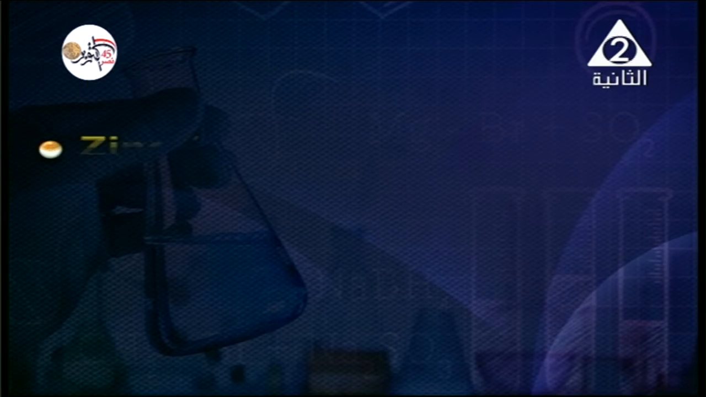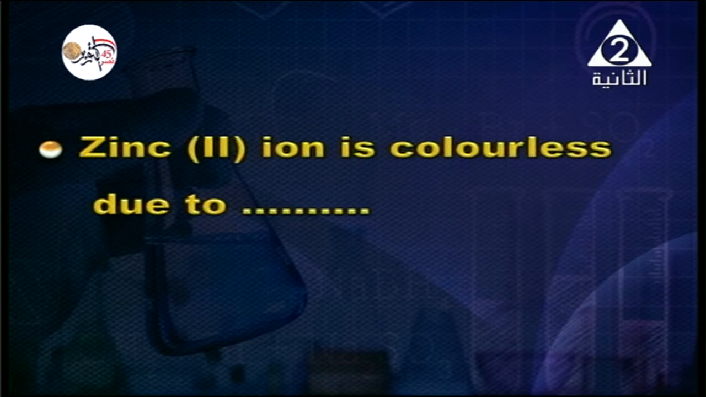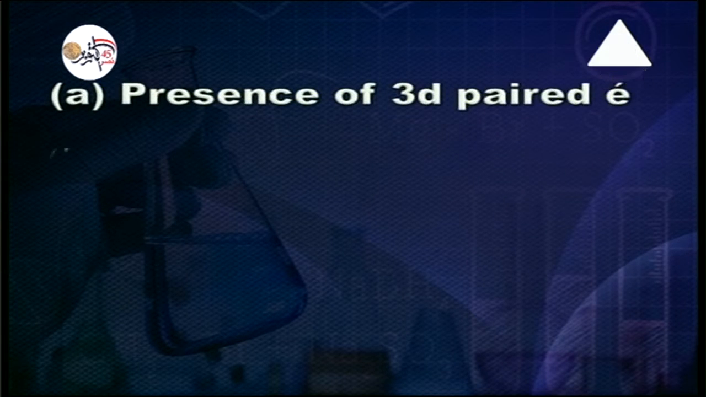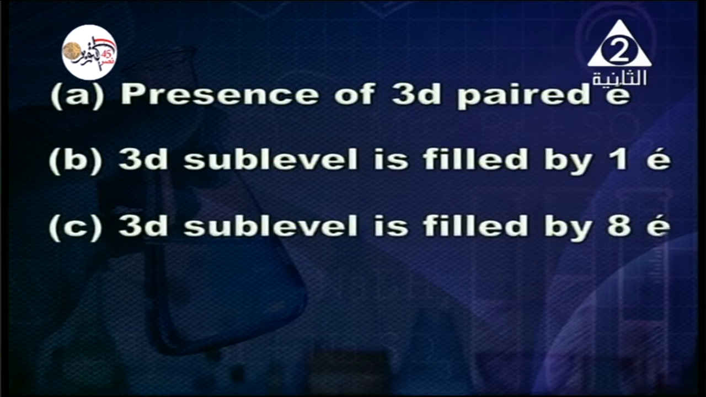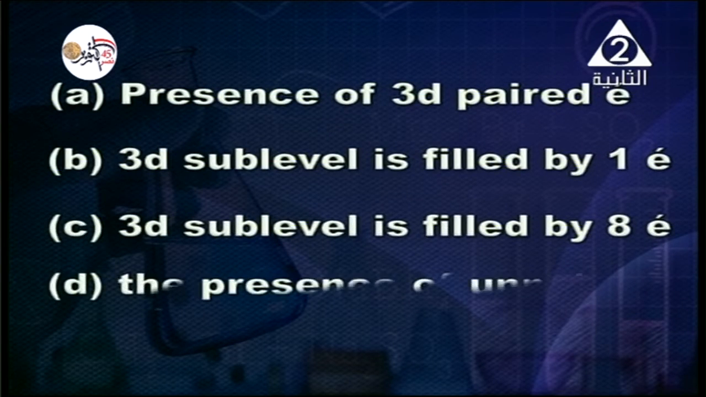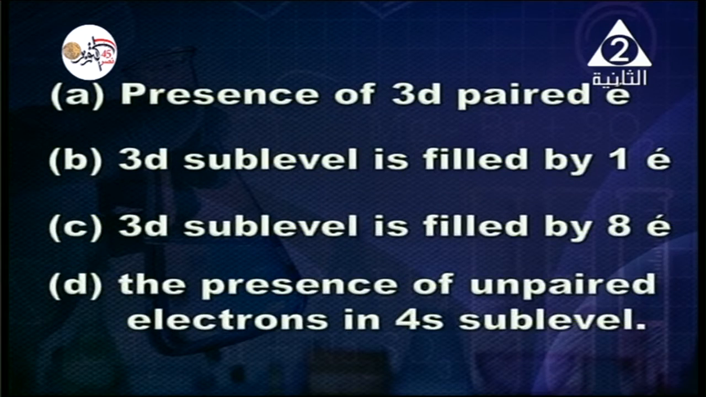Next point. Zinc 2 ion is colorless due to what? Presence of 3d paired electrons, 3d sublevel is filled by 1 electron, 3d sublevel is filled by 8 electrons, the presence of unpaired electrons in 4s sublevel. If you write the electronic configuration, you will find that it is the presence of 3d paired electrons.